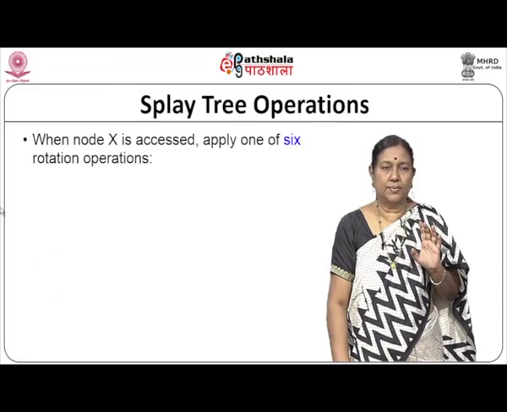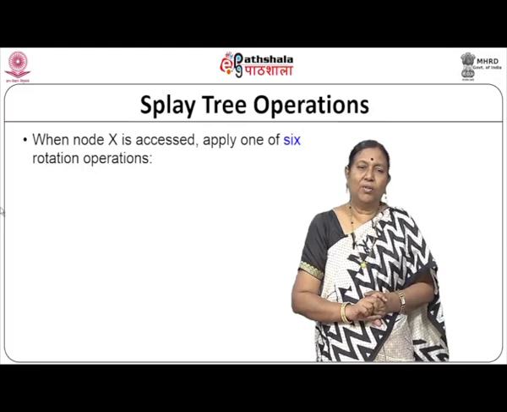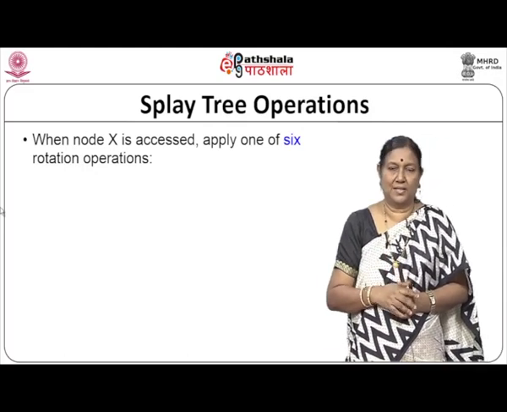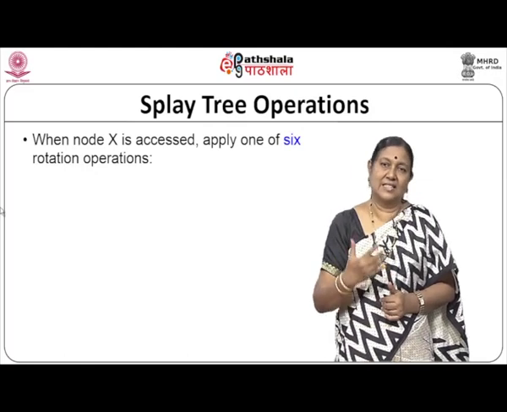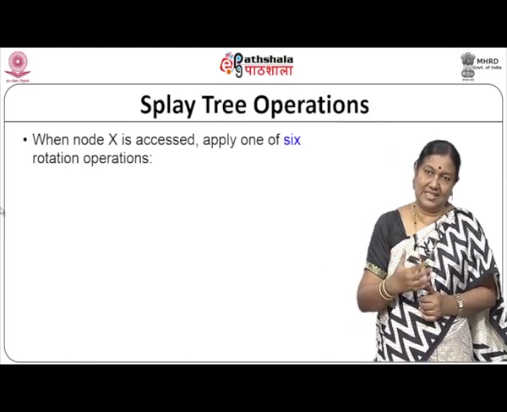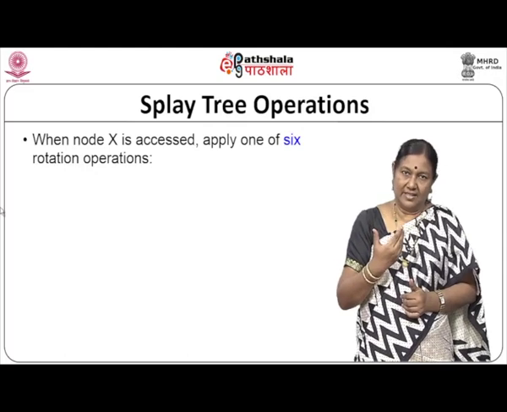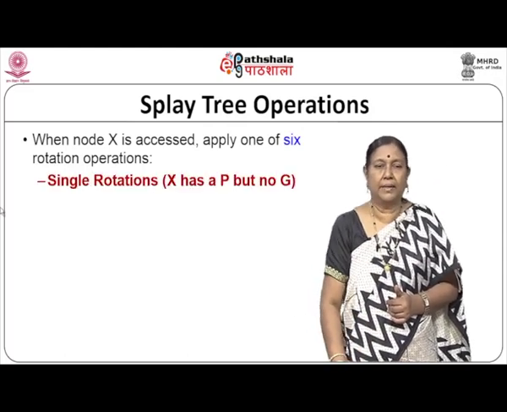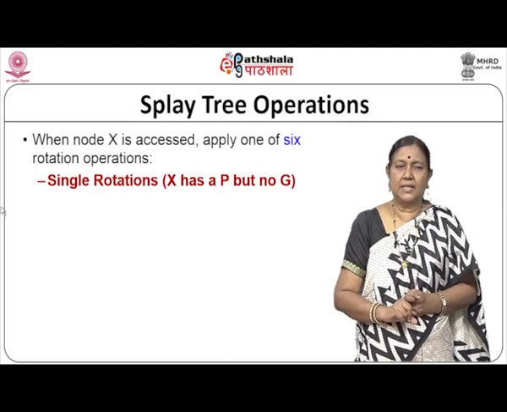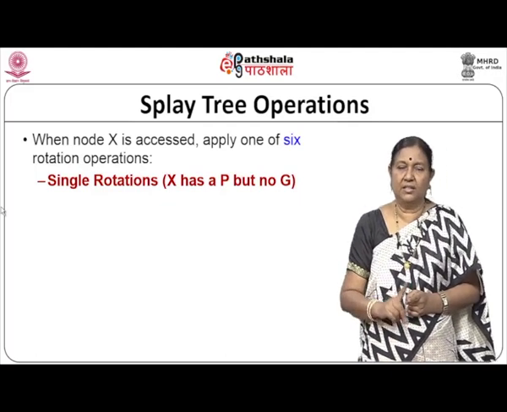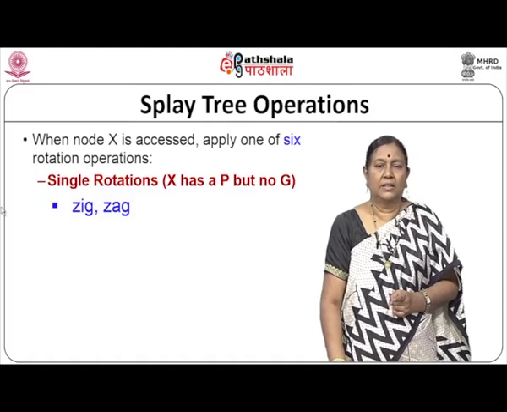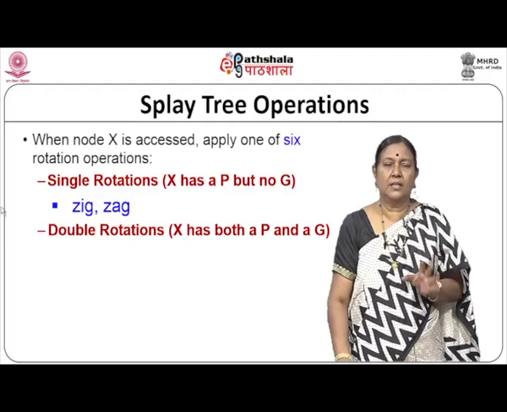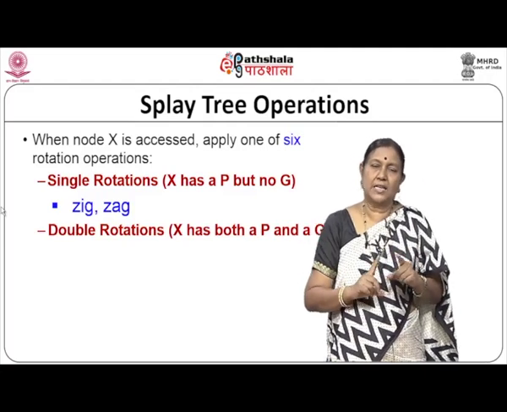Now, let us look at the Splay tree operations. When node x is accessed, apply any one of the 6 rotation operations. Remember: zig, zag, zig-zig, zig-zag, zag-zig, zag-zag. So, any of the 6 operations you can apply. Single rotations means x has a parent but no grandparent. That is either a zig or a zag, those are the 2 possibilities.